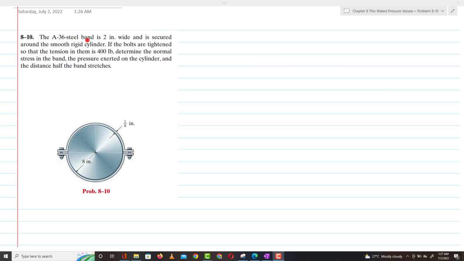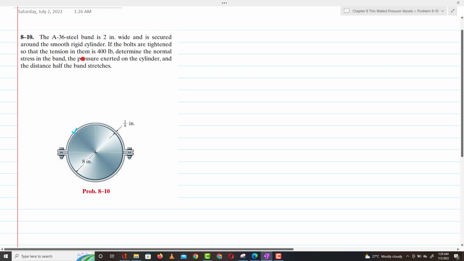Welcome back. Problem 8-10. The A36 steel band is 2 inch wide and is secured around a smooth rigid cylinder. So you can see this is the band that is secured around a smooth rigid cylinder. This is the cylinder. Clear? If the bolts are tightened so that the tension in them is 400 pound, so due to tightness of this bolt, the tension is 400 pound.